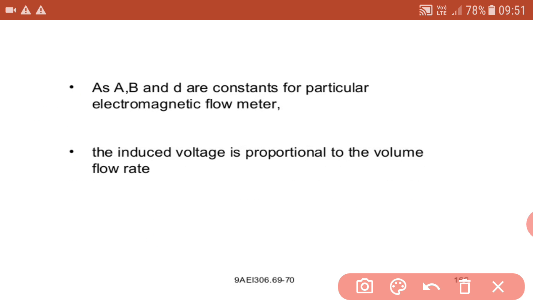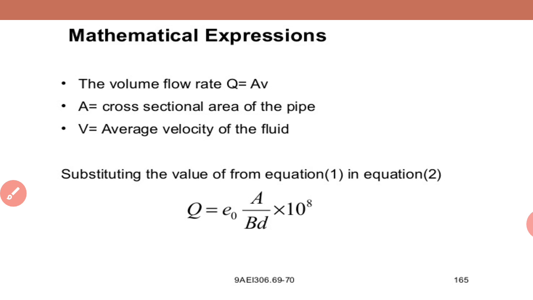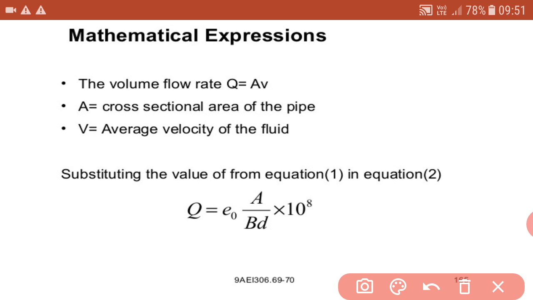As A, B and D are constants for a particular electromagnetic flow meter, the induced voltage is proportional to the volume flow rate. Okay. So A, B and D are constant. In this case we can say this Q is directly proportional to output voltage E0. Okay.